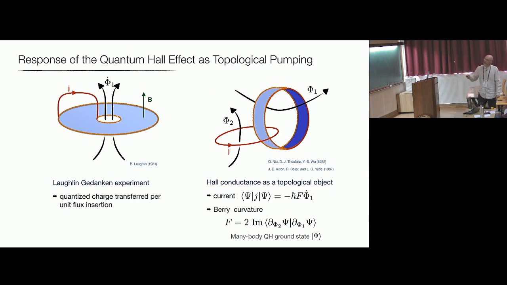And so in this general framework, I can consider two fluxes, the first one driving the system and the second one arising from the current. And then you can write down the Hall conductivity as being related to a Berry curvature of the many-body ground state of your quantum system, parameterized by these two fluxes.